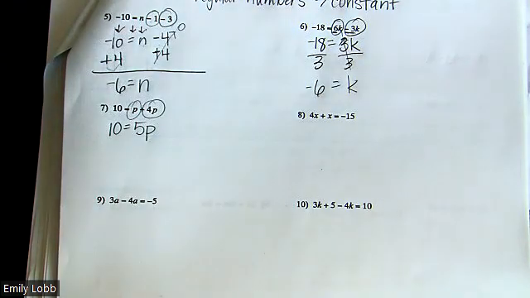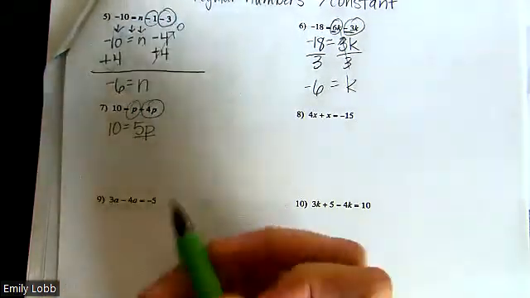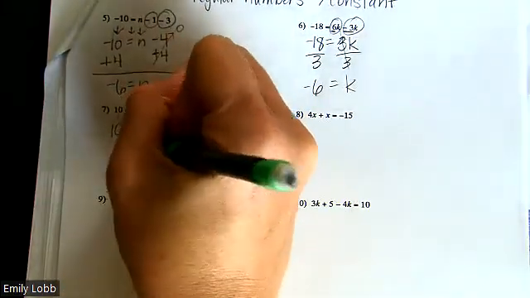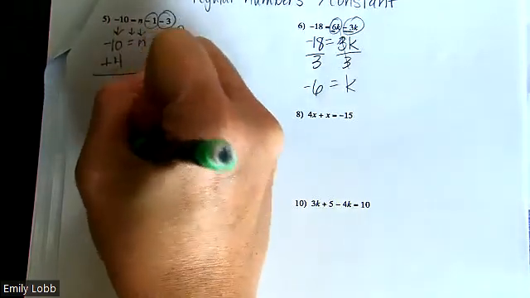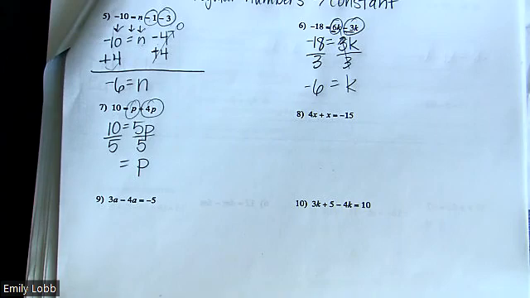What's being done to the p? Being multiplied by 5. So I'm going to divide it by 5. Anything divided by itself is 1. So I have 1p on the right. 10 divided by 5 is, of course, 2.